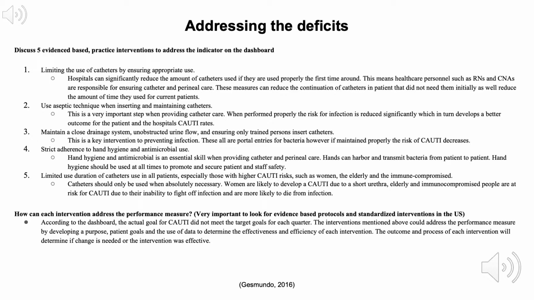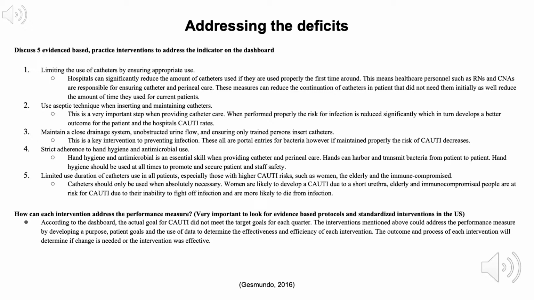This means healthcare personnel such as RNs and CNAs are responsible for ensuring catheter and peritoneal care. The measures can reduce the continuation of catheters in patients that did not need them initially, as well as reduce the amount of time they are used for current patients. The second intervention is use aseptic technique when inserting and maintaining catheters. This is a very important step when providing catheter care. When performed properly, the risk for infections is reduced significantly, which in turn develops a better outcome for the patient and the hospital's Cauti rates.